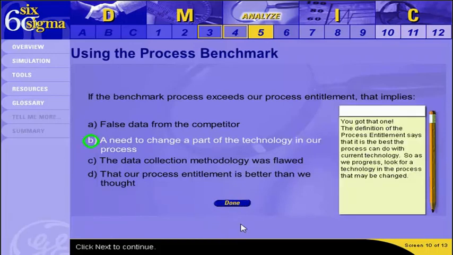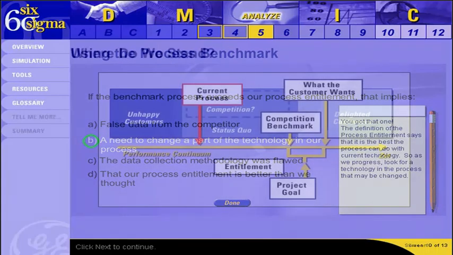Correct. The definition of the process entitlement says that it is the best the process can do with current technology. So as we progress, look for a technology in the process that may be changed. Click Next to go on to the Step 5 summary.